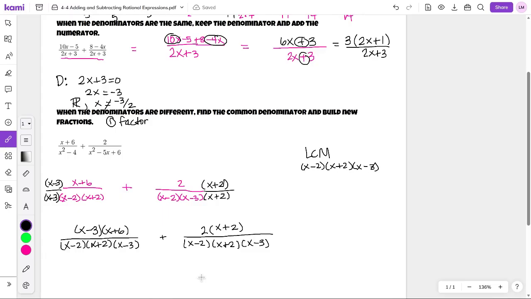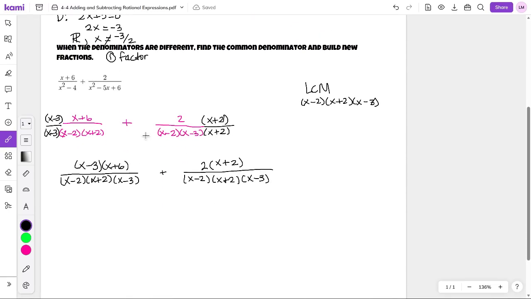All right, now I'm going to clean up. So I'm not going to multiply the bottom out. Okay, I'm going to leave the bottom, but I am going to multiply the top out. And I'm only going to write the denominator one time, mainly because I don't want to write it more than one time, honestly. All right, so x minus 2, x plus 2, x minus 3. That's my new denominator.